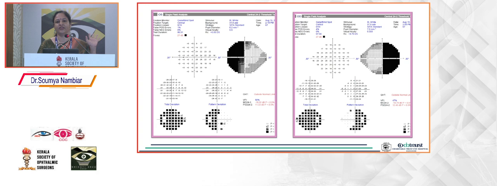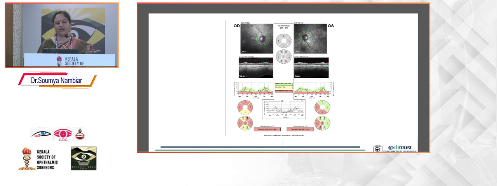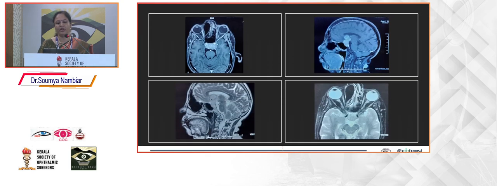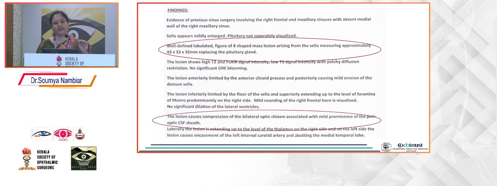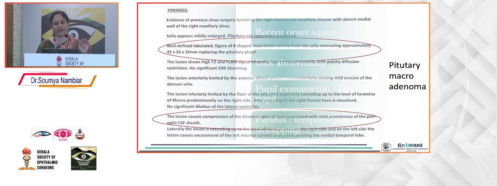I got a field done. You see a bitemporal hemianopia. You cannot miss that out, right? And an RNFL also showing that there is a thinning there. And an MRI shows a big figure of 8 sellar mass, sitting right over there, okay? So this is something which cannot be missed, okay? So this was a case of what we call a pituitary macroadenoma, okay?